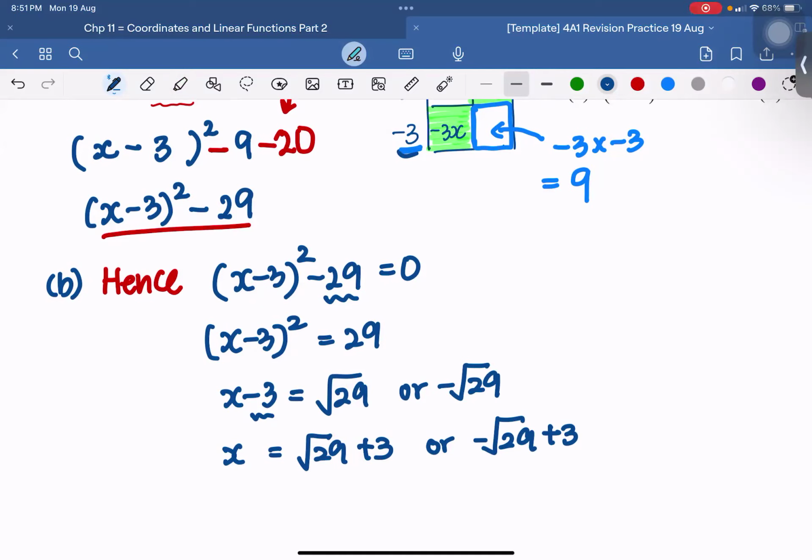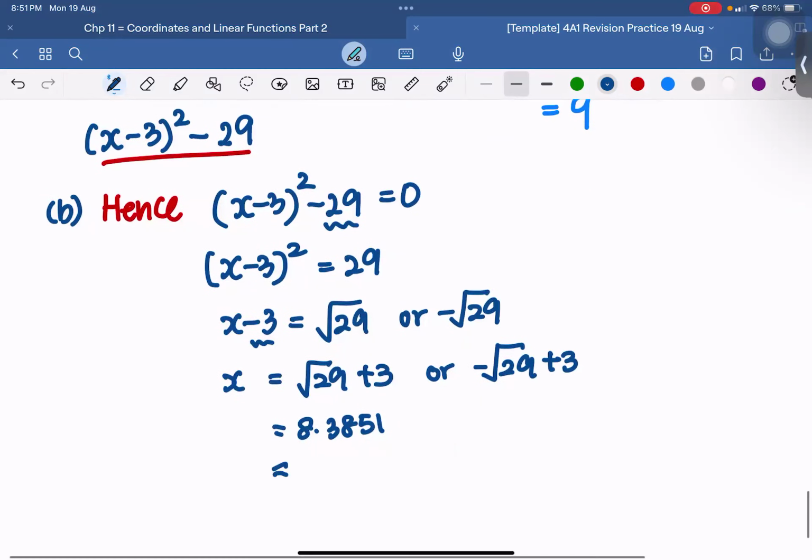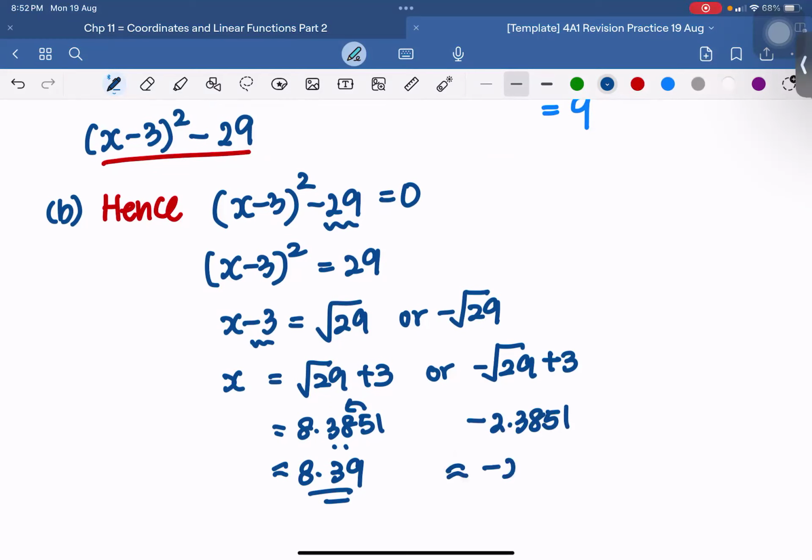Okay. Square root 29 plus 3. Oh no, sorry. I got 8.3851, then round it off. 8.39. For my second answer, negative: this one will be negative 2.3851. Answer to 2 decimal places. Have you gotten the answer?